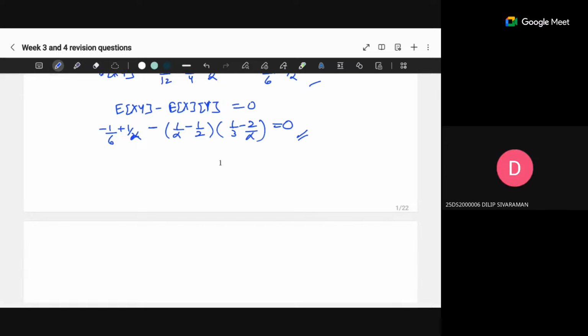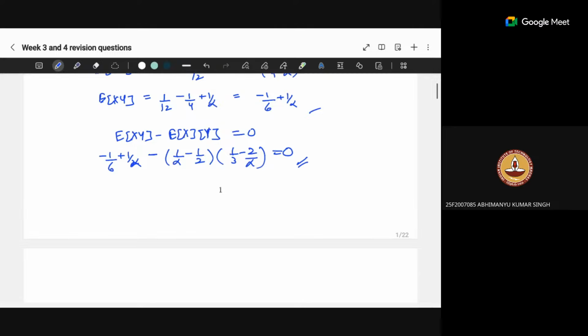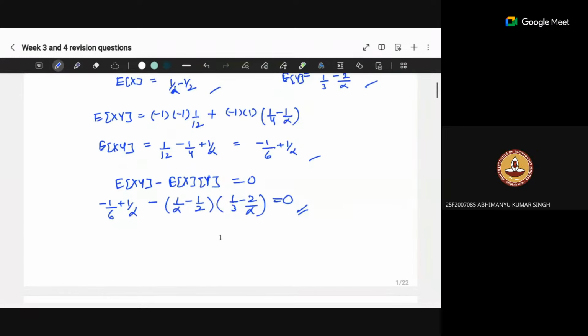Ma'am, we are getting a complex equation. Alpha square minus 8 alpha plus 12 is equal to 0. We are getting two values for alpha actually. Could you please give us a few minutes? Just try to solve this equation and tell me whether you are getting the values or not. Alpha square minus 8 alpha plus 12 is equal to 0.